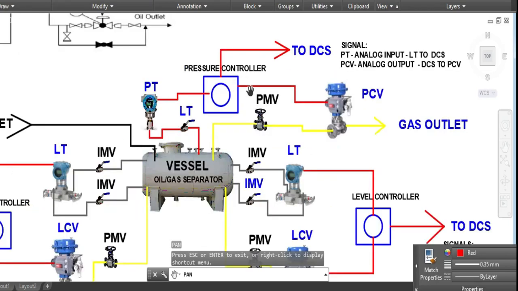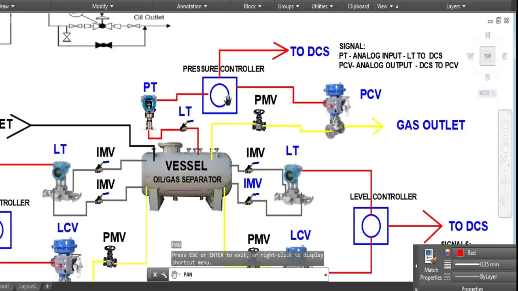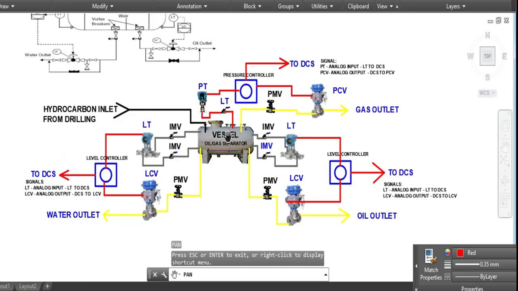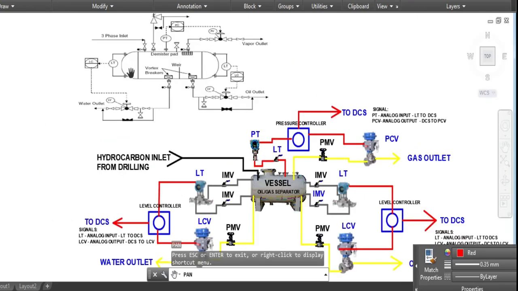As well as here, if the pressure transmitter detects no more pressure in this vessel, then it sends to the DCS that the vessel is empty of pressure, and the DCS sends an analog output signal to the valve to close this valve. Okay, that is the brief explanation of the oil and gas separation.